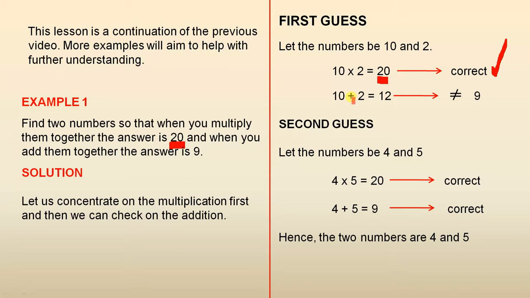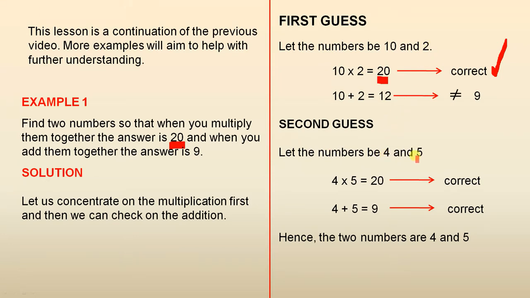Now for the addition, when you add them together the answer should be 9. So here 10 plus 2 is 12, which is not equal to 9. So 10 and 2 are not the answers. Let's do the second guess.